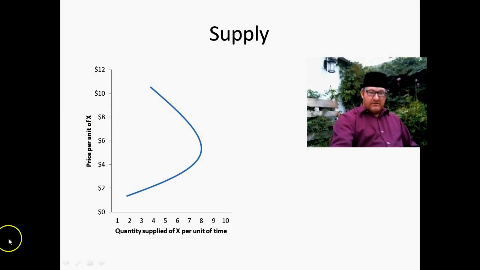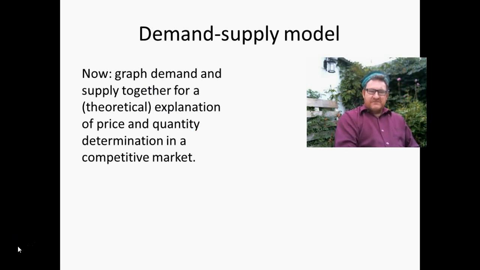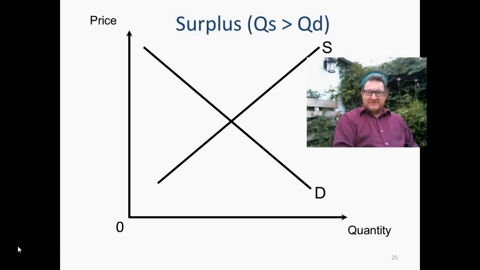So let's go on from here. Now if we put the demand curve and the supply curve together on the one Cartesian plane, we can come up with an explanation for price and quantity determination in a competitive market. So let's see how that story would work. And really, this is the point to the whole video, in a sense. Everything else was just an exciting lead-in. Imagine, so we've got our demand curve downward sloping, and we've got our supply curve upward sloping.